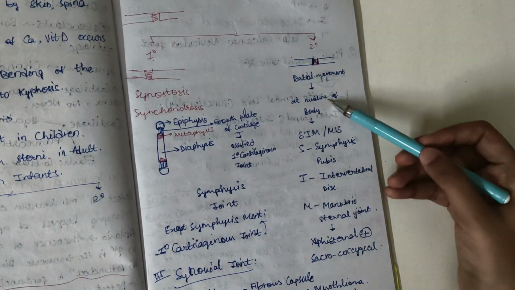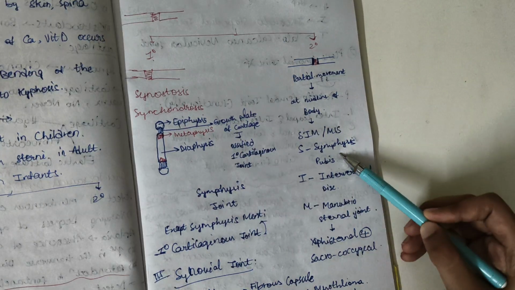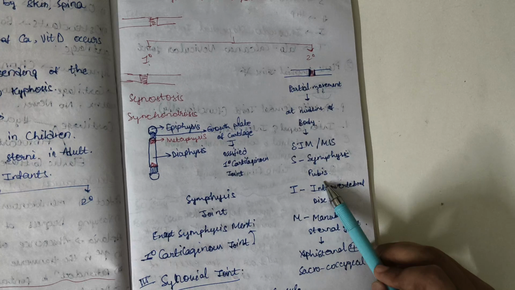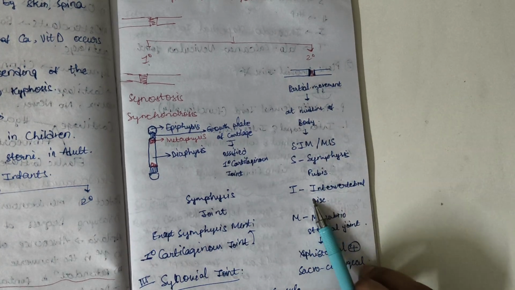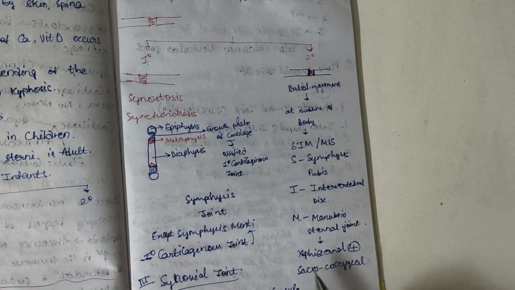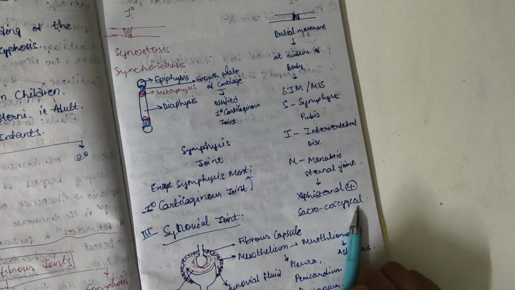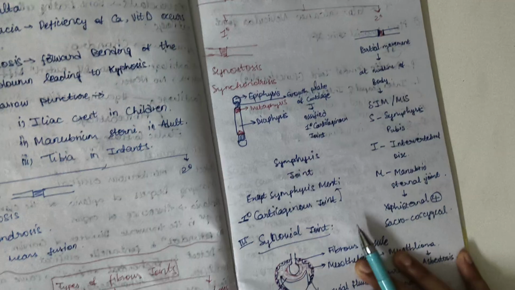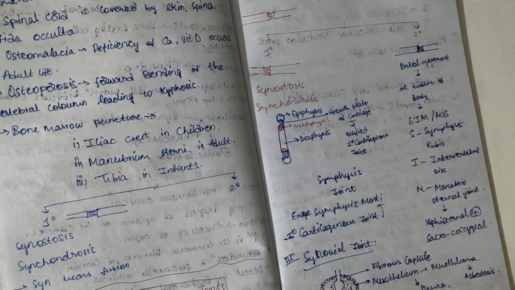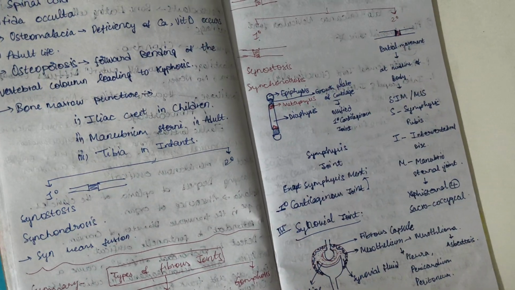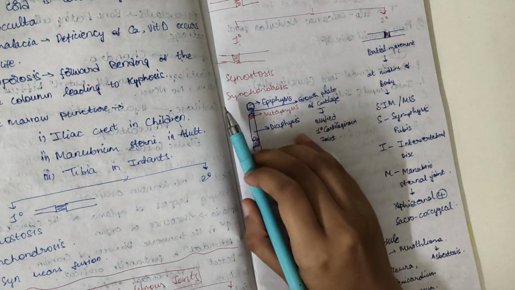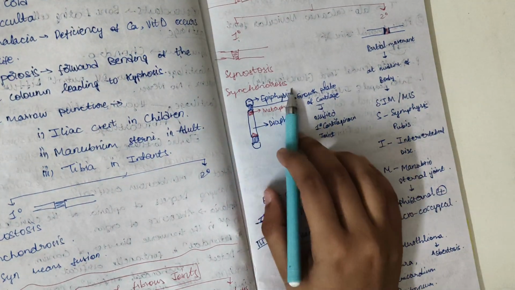is at the midline of body. It is present in symphysis pubis, intervertebral disc, manubriosternal joint, xiphisternal joint, sacrococcygeal joint. Coming to primary cartilaginous joint, the example is synchondrosis.